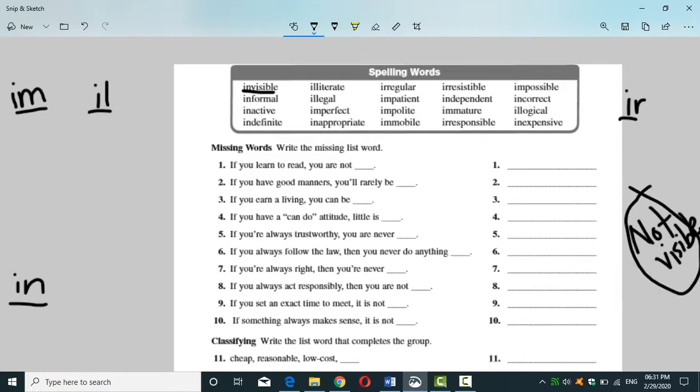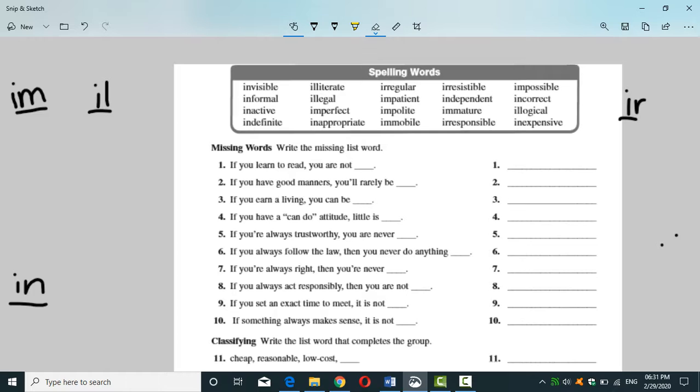So this simply means that the negative prefix of this word gives the opposite. Visible means something that can be seen, while invisible means something that cannot be seen. Let's go back and understand it. We said that the prefixes we have mean not. Now pay attention to this rule.